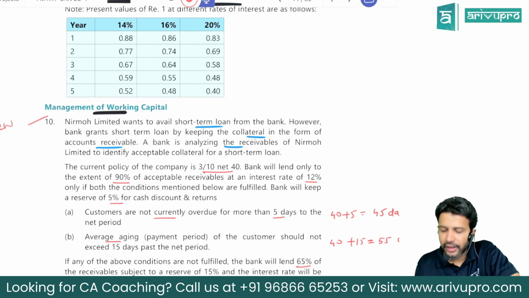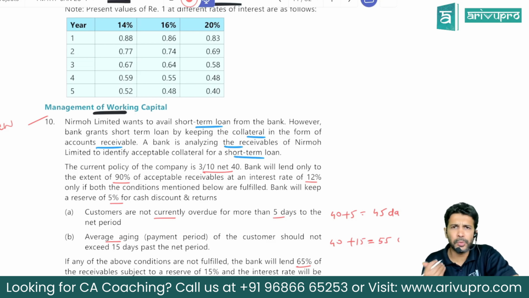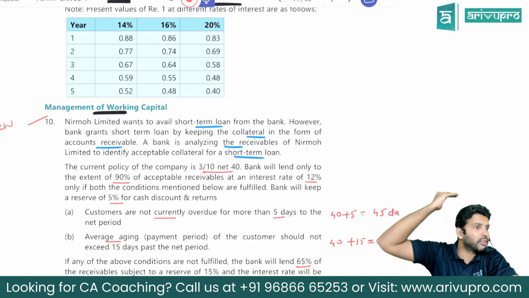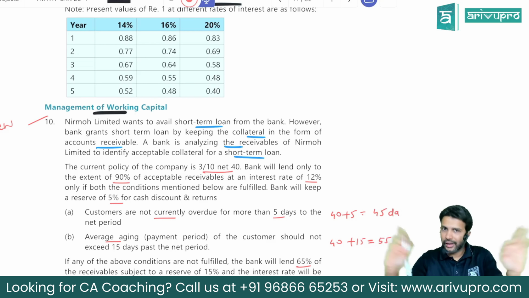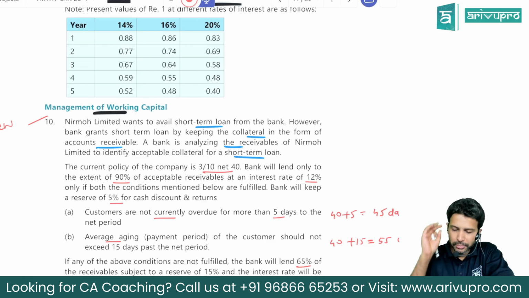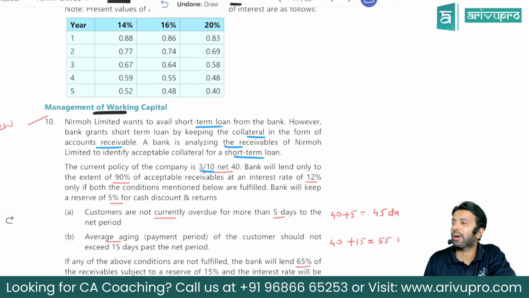A bank is analyzing receivables of Nirmo Limited to identify acceptable collateral for short-term loan. Just because you gave debtors directly, they will not calculate. Bank will have their own policies, because some debtor could be a bad debtor also. So they will analyze on which debtor they can actually give the loan. So for that, they have given some requirements. Let's read. The current policy of the company is 3/10 net 40. What does this mean, sir?